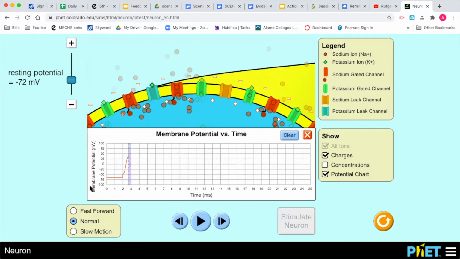All right, so we've got this next part of the graph right here. Let me get my different color. The graph went up, right? Looking at the graph, what happened to our charge? Right, it increased. It became more positive. This process right here, when the sodium is coming in, is known as depolarization.